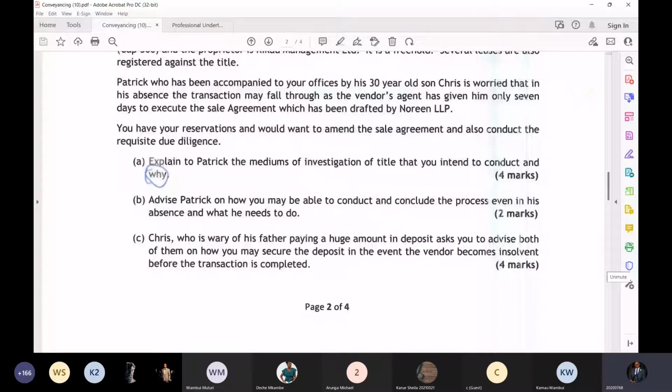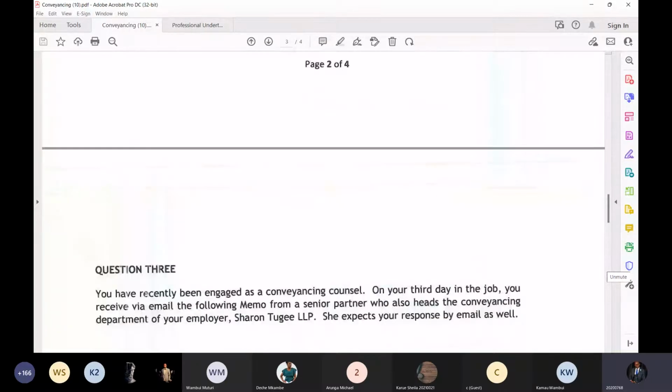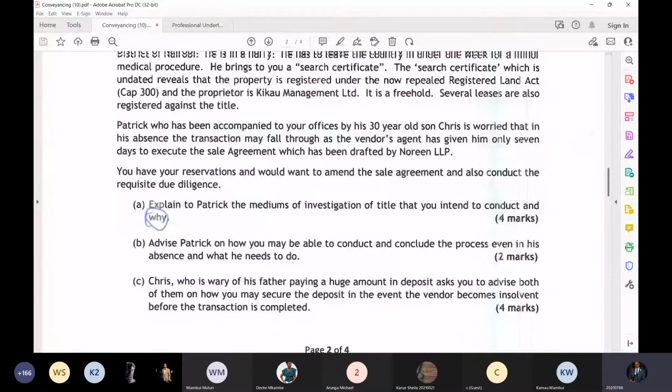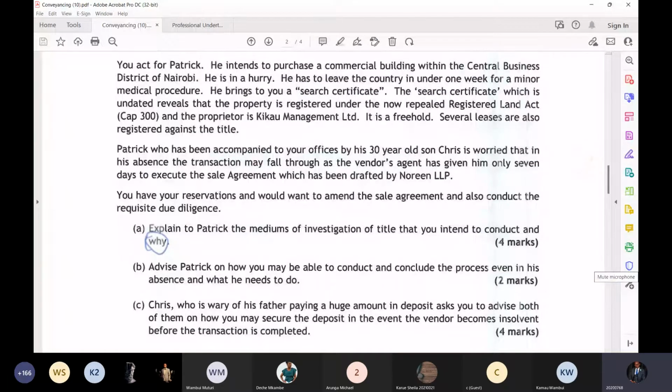I remember when we were doing orals, we talked about the mediums of investigation of title. So what are these mediums? There are three main ways. Which ones are they? Three main mediums of investigating title.